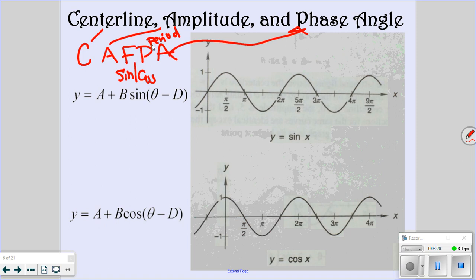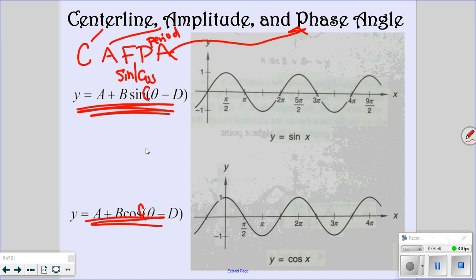We'll go over the period after we do the centerline, amplitude, and phase angle. If you have had another teacher teach you this, then you probably learned some variation of this formula with A, B. Sometimes people put a C in there for the period, between the parentheses and the end of the sine or the cosine. So that would be what your period would be. If you recognize that formula, that's what we're looking at.